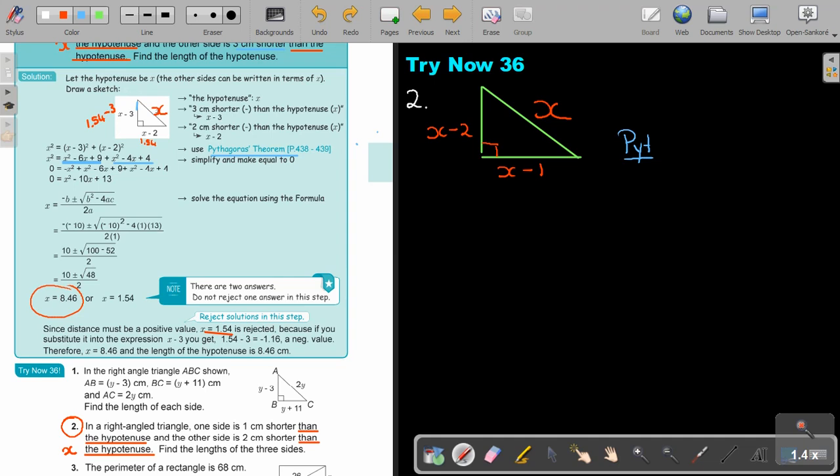So basically, let's start. I'm going to say x squared is equal to (x minus 2) squared plus (x minus 1) squared. I want to do the short method, but I'll show you the long method also. So this is x squared, then you multiply the 2 terms with each other and you multiply it by 2.